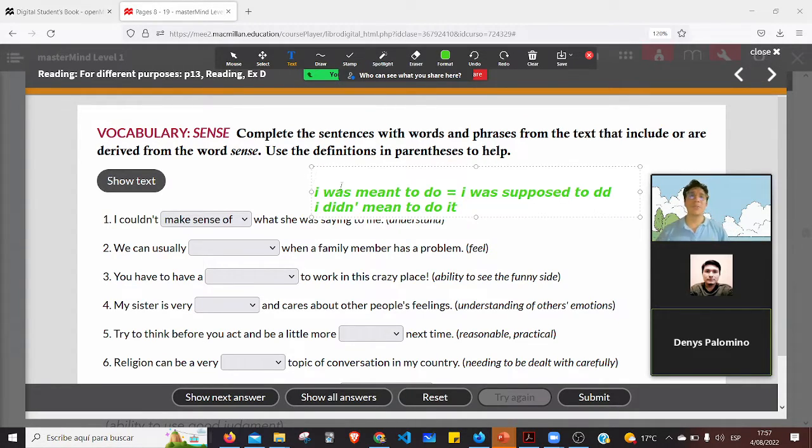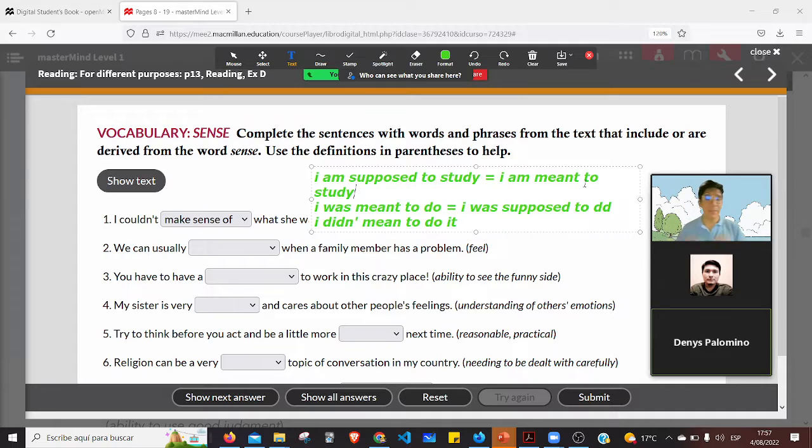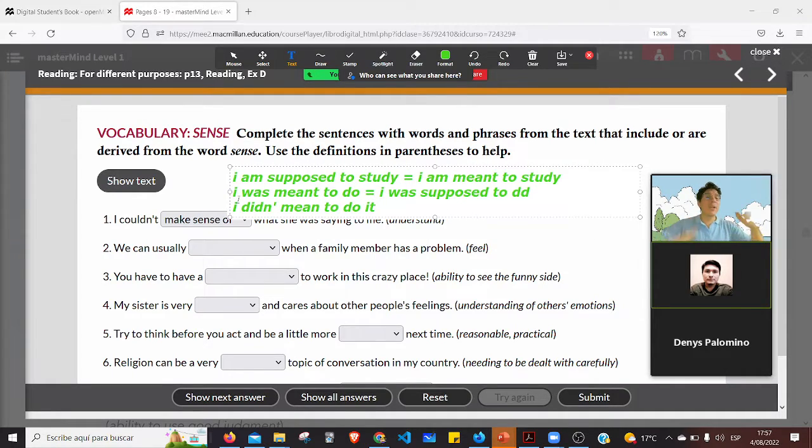Listo. Luego nosotros tenemos el I am supposed, que es lo mismo que decir I am meant. Por ejemplo, si yo digo I am supposed to study, ¿cómo lo traduciría? Se supone que yo tengo que estudiar. Ahora, ¿cómo diría? Se supone que tú tenías que limpiar la casa.